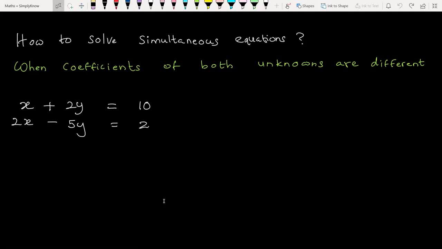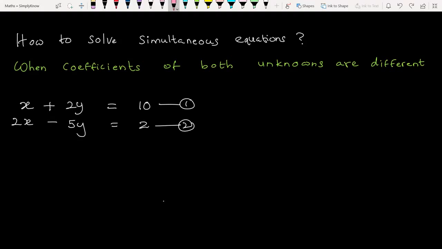In this video, I'm going to talk about how to solve simultaneous equations when coefficients of both unknowns are different. Make sure to watch part 1 of this video series. Okay, let's take two equations, equation 1 and equation 2. We need to find the value of x and the value of y. So what we do is we eliminate one unknown and try to find the value of the other unknown.